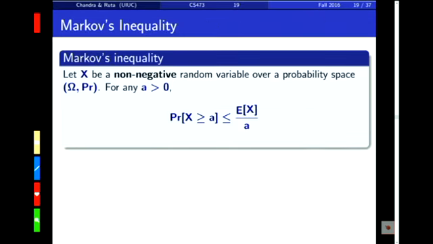So the first inequality is Markov's inequality. This is very simple to obtain. It says that if x is a non-negative random variable, which is important, then for any number a, the probability that x is greater than or equal to a is at most the expected value of x divided by a. Let's see how we get this.